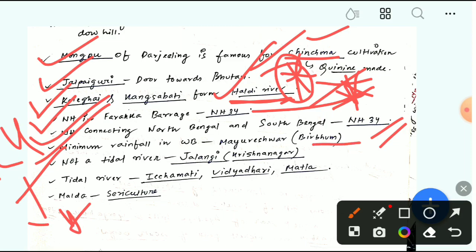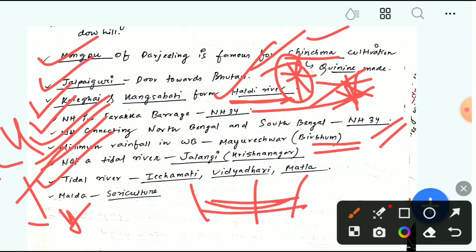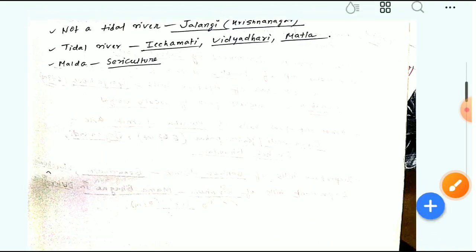Minimal rainfall in West Bengal is in Mayurakhi, that is in Birbhum district. We have very little rainfall here. Not a tidal river is Jalangi or Krishnanagar. Not a tidal river means river water is not always there. Tidal rivers we see are Ichamati, Vidyadhari and Matla, where floods can come anytime. Next is Malda, which is famous for sericulture, where silk is cultivated.